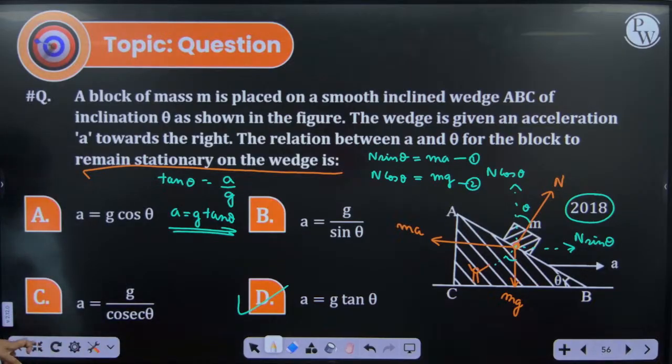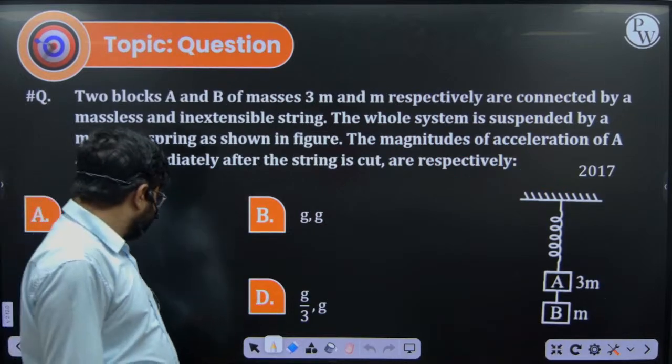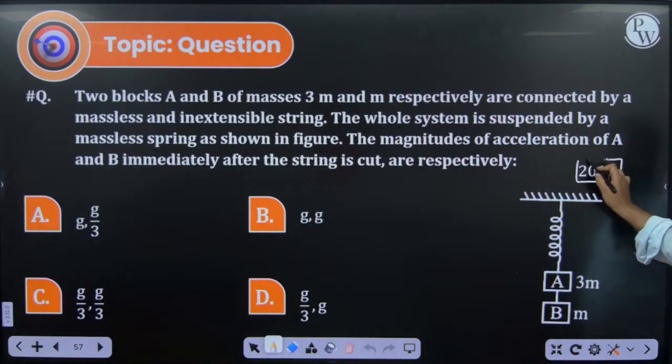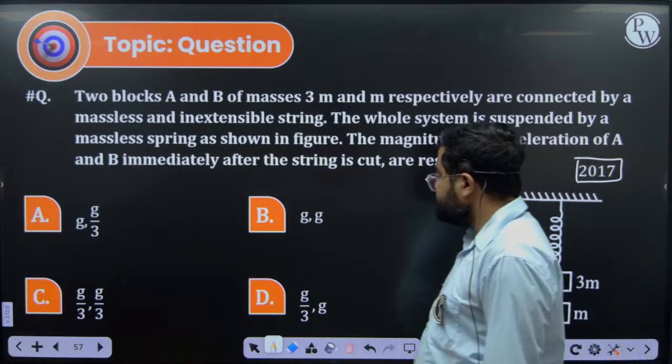All right. Next question. This was asked in 2017 and it's a very good question. Two blocks A and B are there, of masses 3m and m, and they are connected by a string, and this is connected by a spring. Now this string is cut. We have to find the acceleration of each of the blocks. So let us try to solve this question.